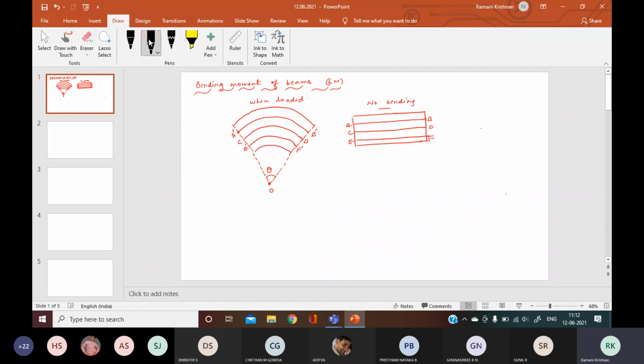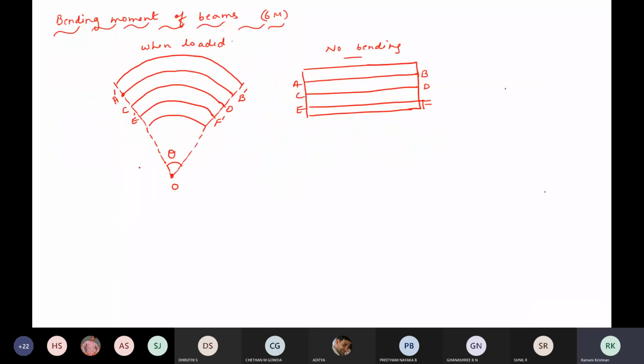Right. Now let us continue with the derivation. Let R be the radius of this circle. From where to where? I've drawn the diagram now. From point O to point D. Why have I taken point D? Because it is the neutral surface. Let R be the radius of this circle from the center to the neutral surface CD.